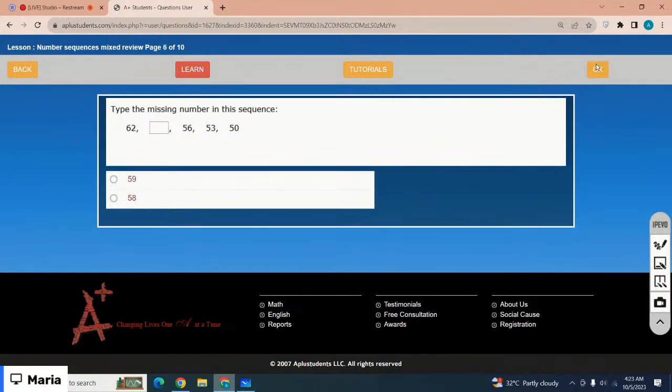Okay, type the missing number in the sequence. The pattern is decreasing by 3, right? So that would be 59.